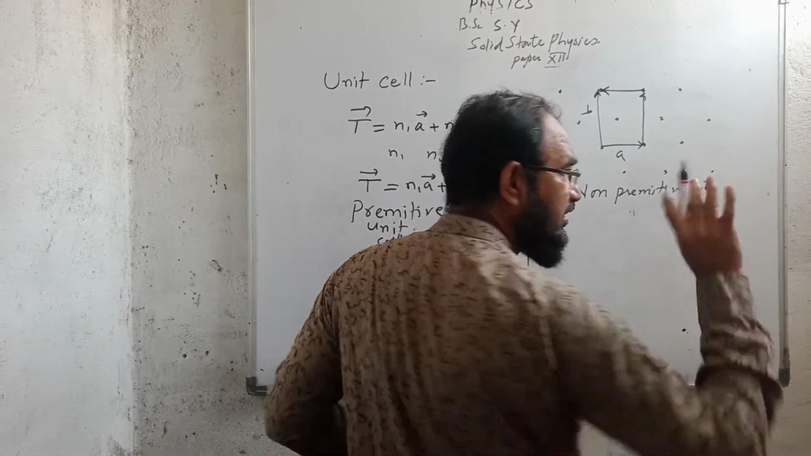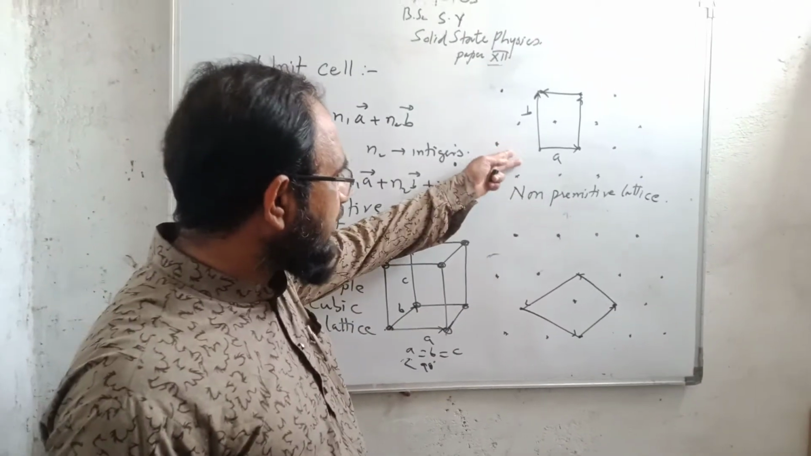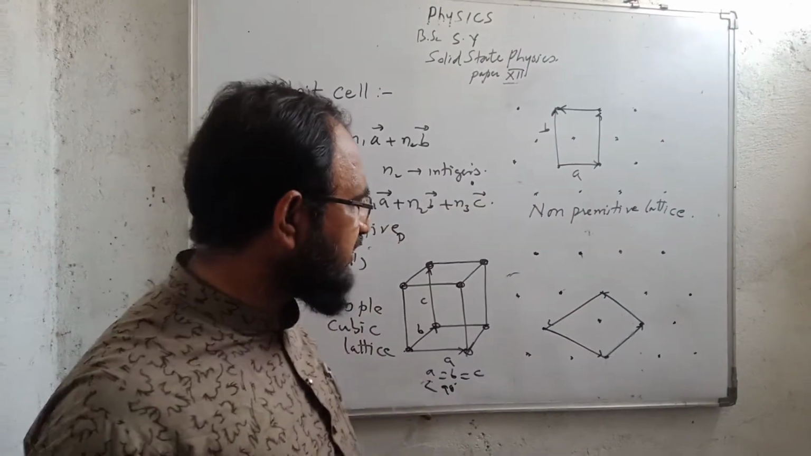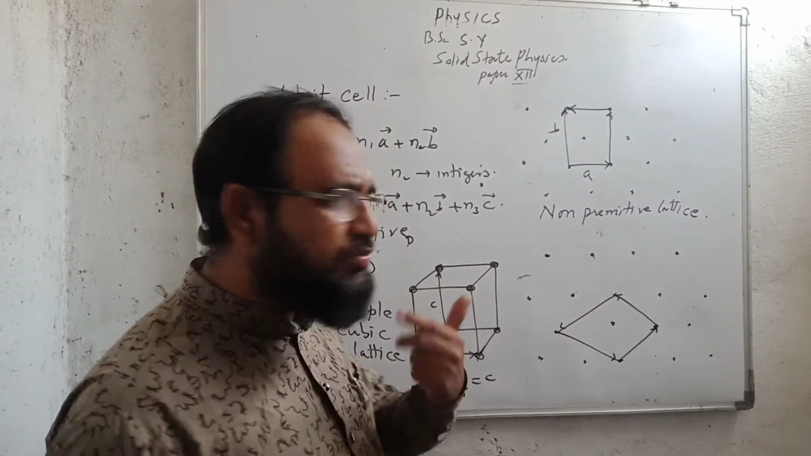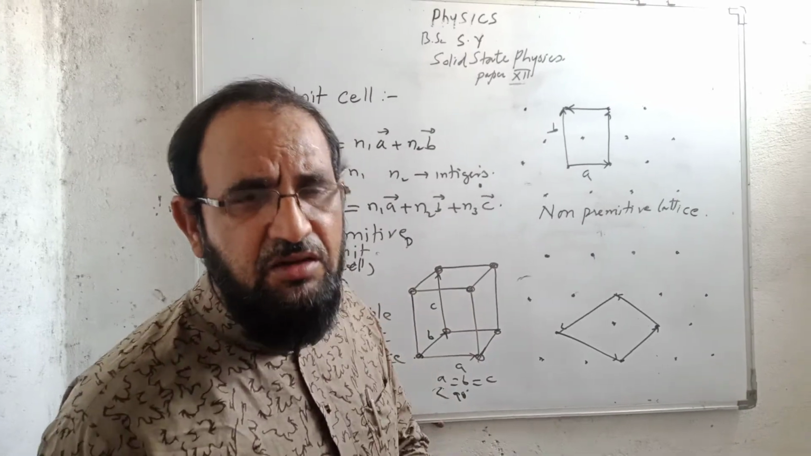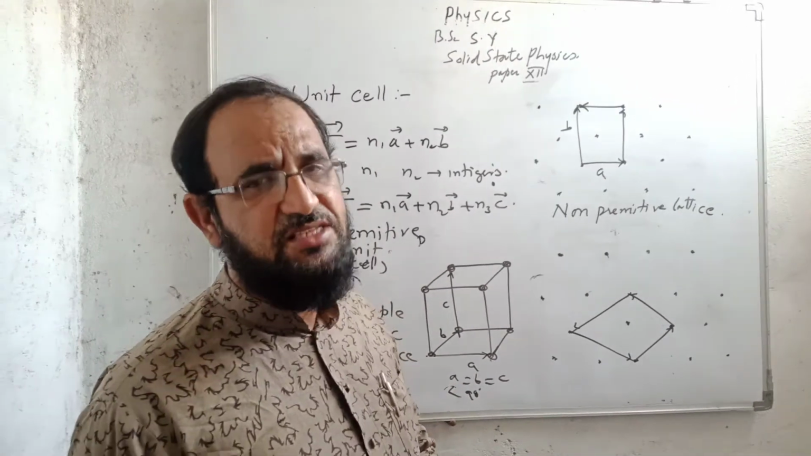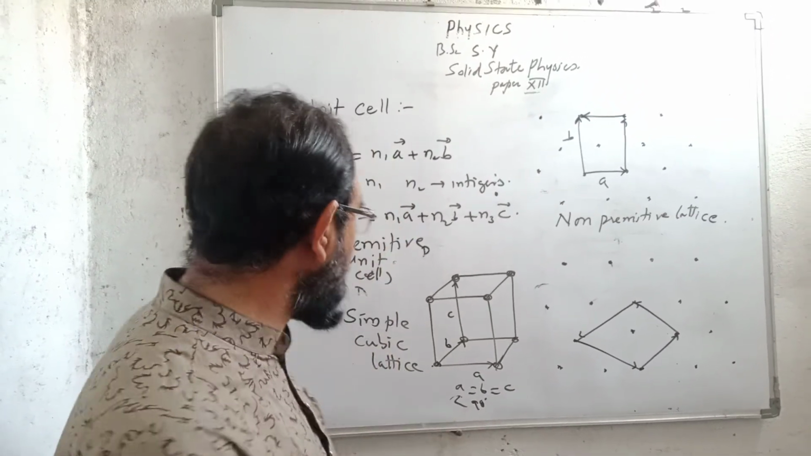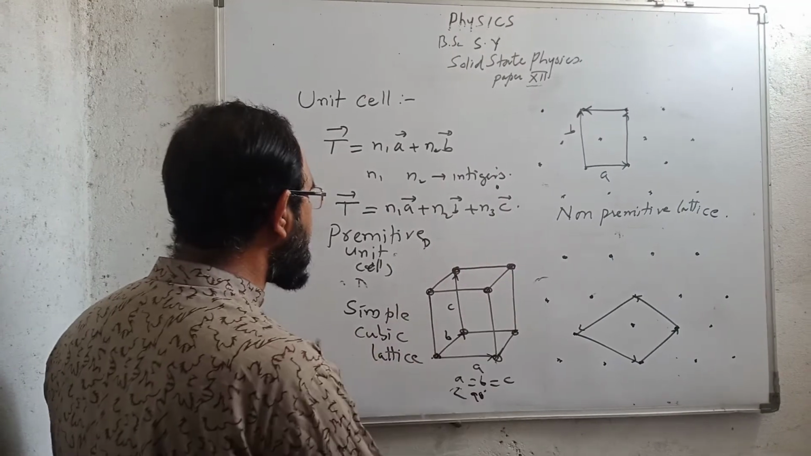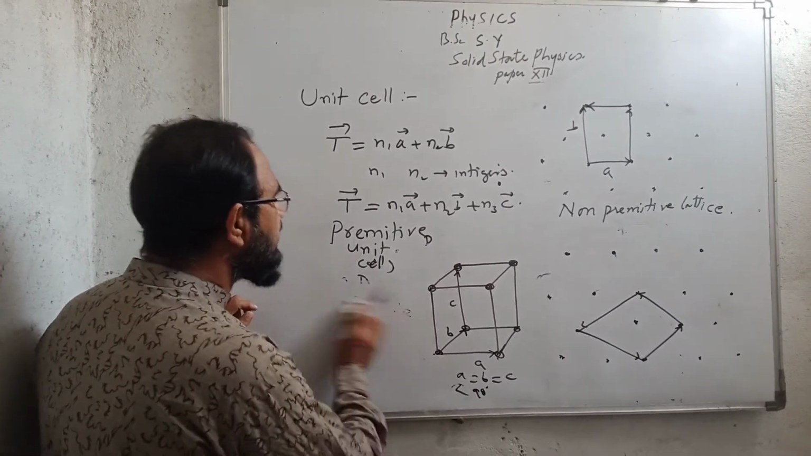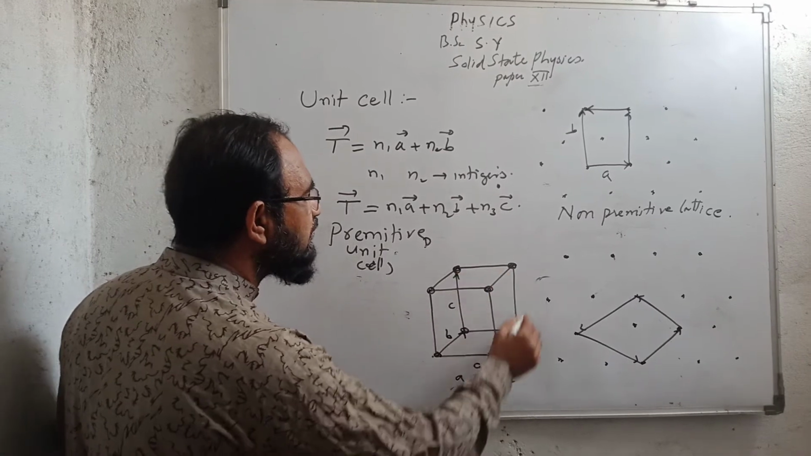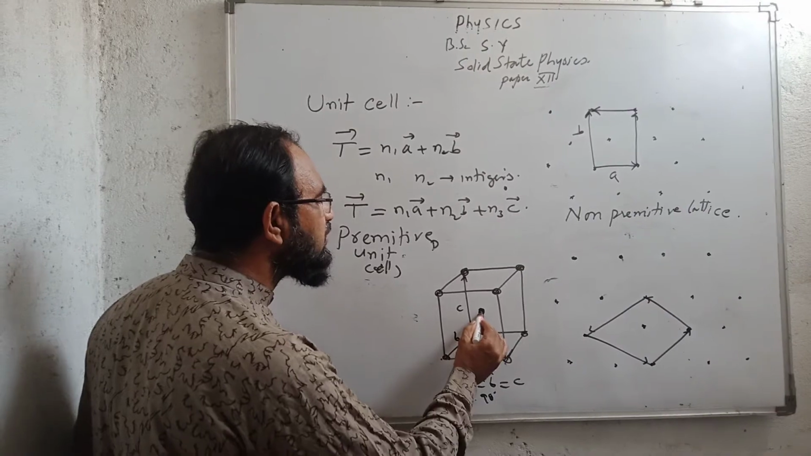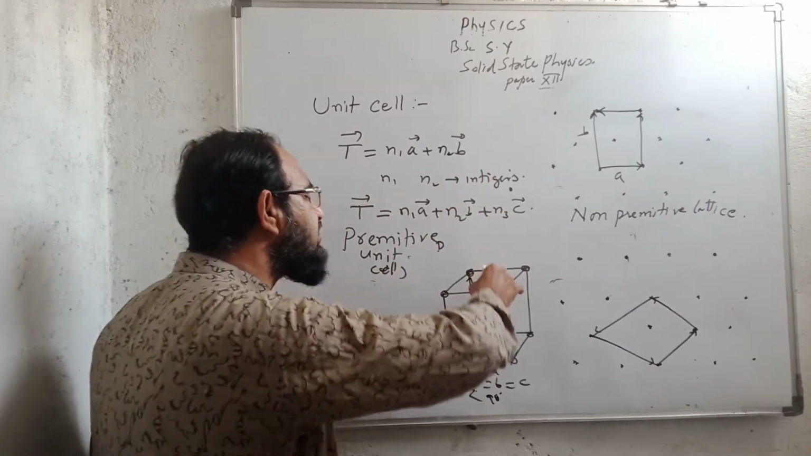Okay. So when a molecule or a lattice point is there at the center, it is non-primitive. Non-primitive may be body centered or non-primitive may be face centered. If I show this in three dimension, I will consider this one as a body centered cubic lattice. Means the lattice will be the same, 8 molecules, and there will be one more molecule exactly at the center of the cube.